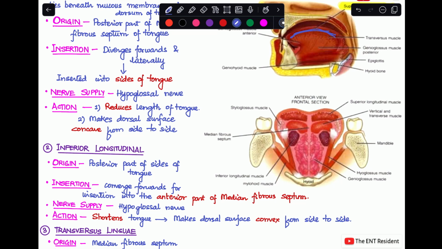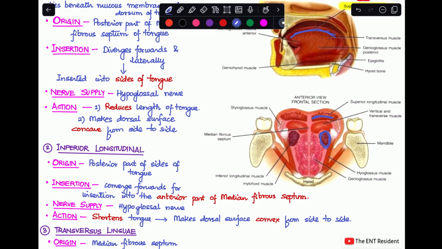Next is the inferior longitudinal muscle. Again, it takes origin from the posterior part of the side of the tongue and it converges forward for insertion into the anterior part of the median fibrous septum. You can see in the image over here, this is the frontal section of the tongue. This first muscle that you see underneath the mucous membrane of the dorsum is the superior longitudinal muscle. And the muscle over here, this is the inferior longitudinal muscle. So this is opposite in origin and insertion to the superior longitudinal.